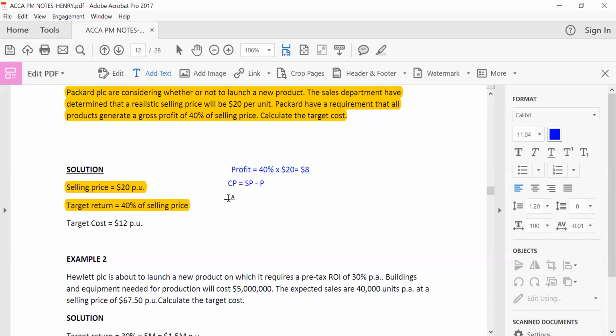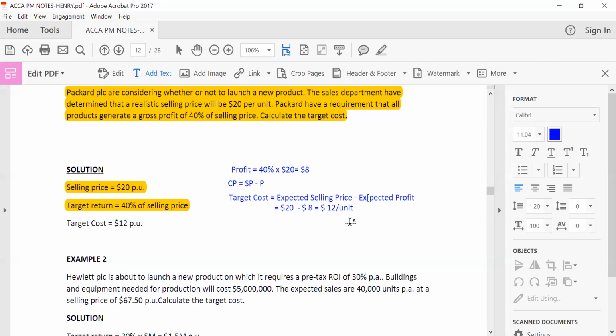So here we can say that the target cost is equal to the expected selling price minus the expected profit. So we have those bits and pieces. We are in good shape. So I'll just say $20 minus my $8. And finally, the answer I'm going to get is $12 per unit.